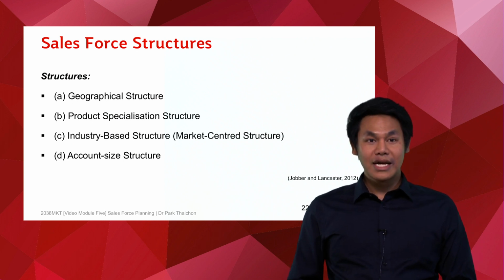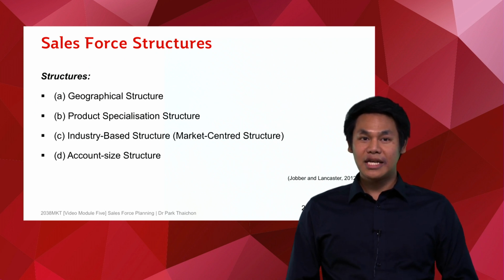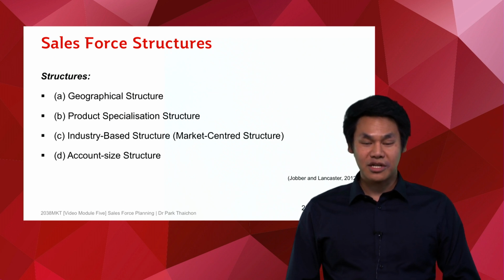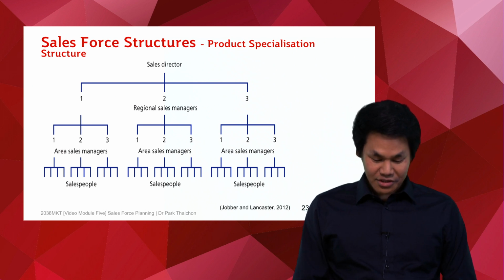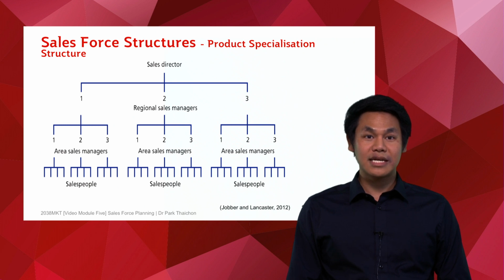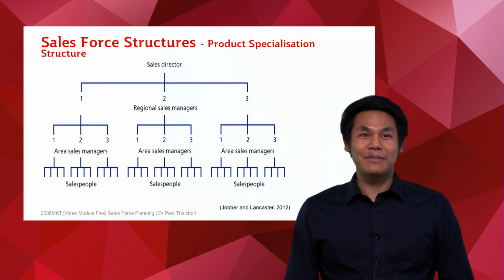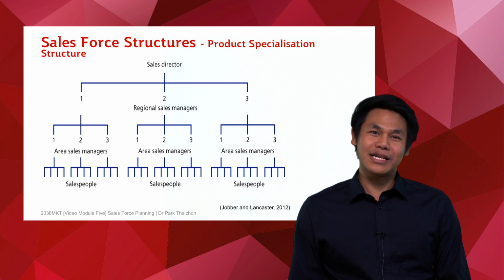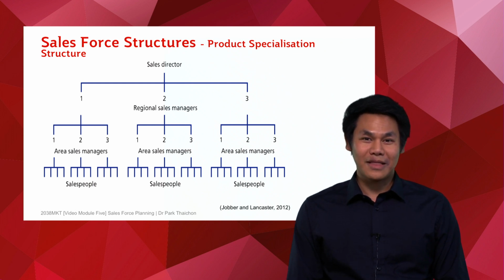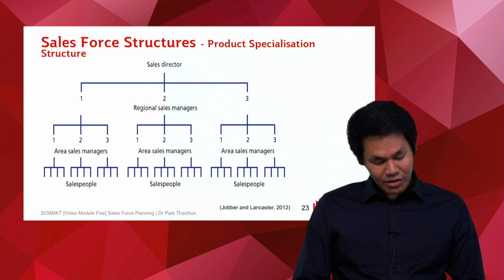The first one is called geographical structure, and then we've got product specialization structure, industry-based structure, and account size structure. Let's have a look at it in detail, starting with the first one, product specialization. Is this product specialization? Nope, this one is not product specialization. In fact, this is the geographical structure. I'm sorry, the name is wrong. When I look at the name, it doesn't make sense with the figure. But anyhow, basically this one is geographical. The correct name is geographical structure.